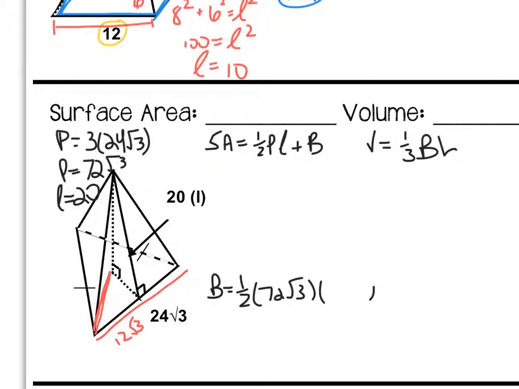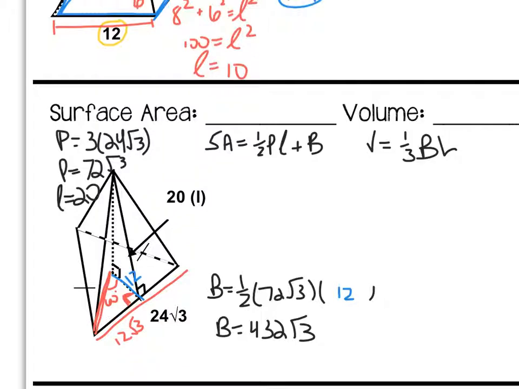Here I have my right triangle, and we are opposite the 60-degree angle. That means my apothem is going to be 12. So area of my base ends up being pretty big, 432 square root of 3.